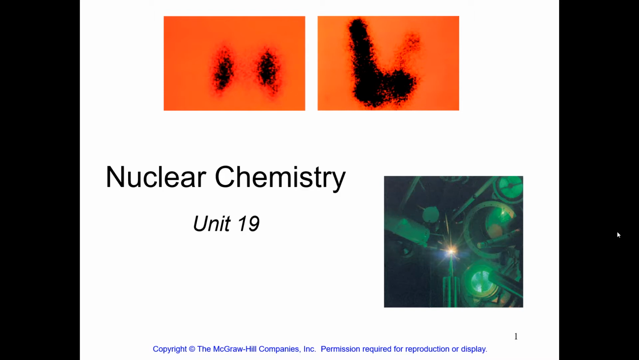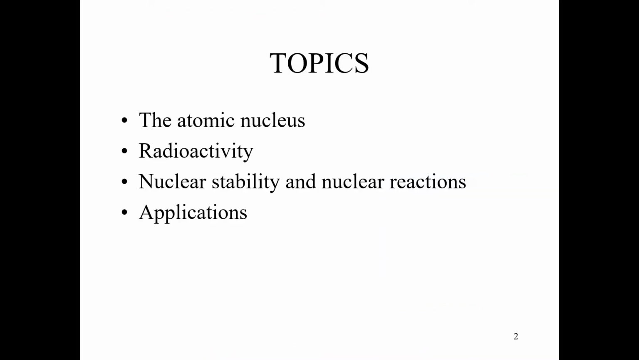This is in keeping with the sequence that we established since Chem 1A. Here are some of the topics that we're going to be discussing. We're going to talk about the atomic nucleus and radioactivity. Then we're going to talk about nuclear stability and nuclear reactions, and especially learn how to balance nuclear equations and deal with energy aspects of these types of transactions. And then we'll look at some applications, particularly of radioisotopes and nuclear energy.